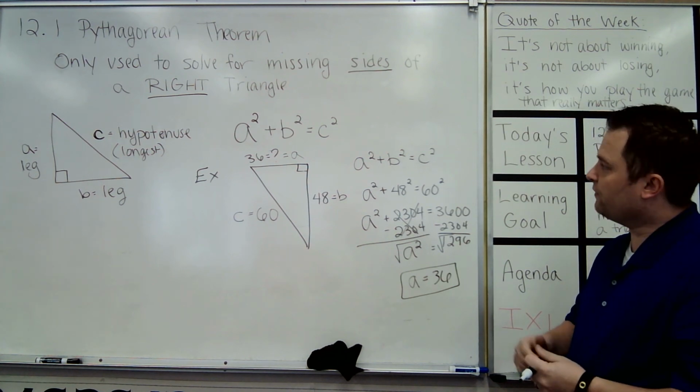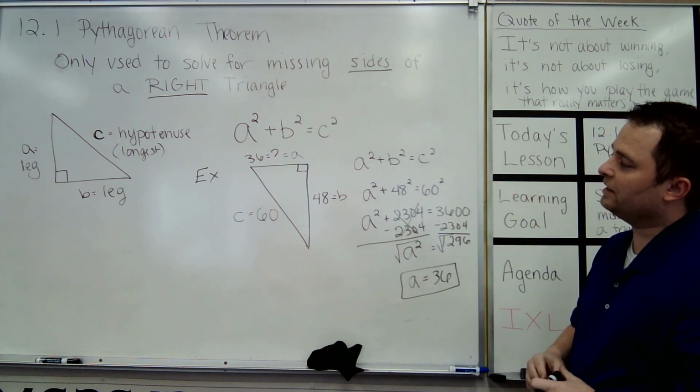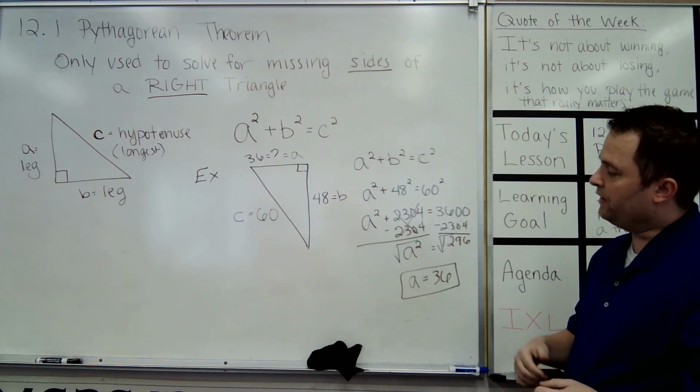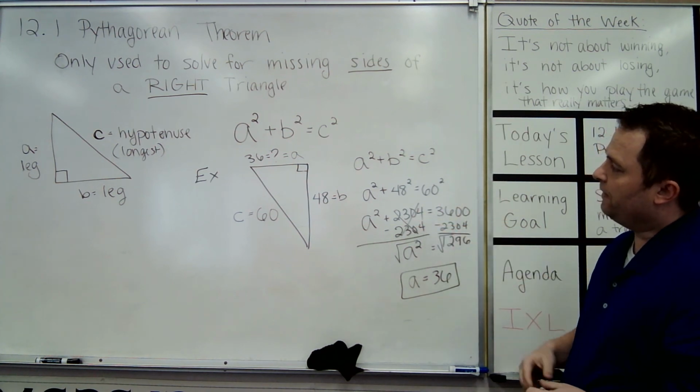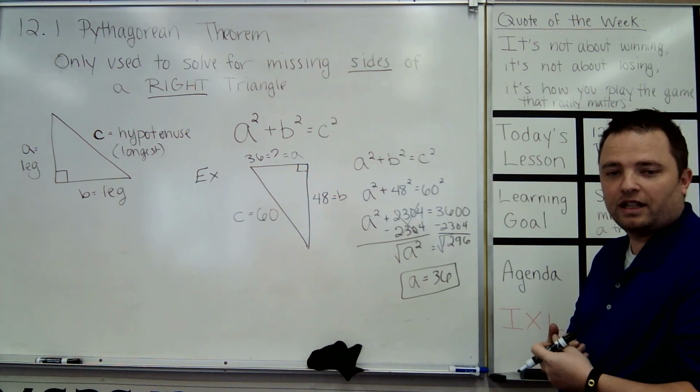Okay, so this formula can be used to solve the missing hypotenuse or either of the two legs. If it's the legs, you have one extra step. If it's the hypotenuse, you're just plugging in information and solving for what it is.